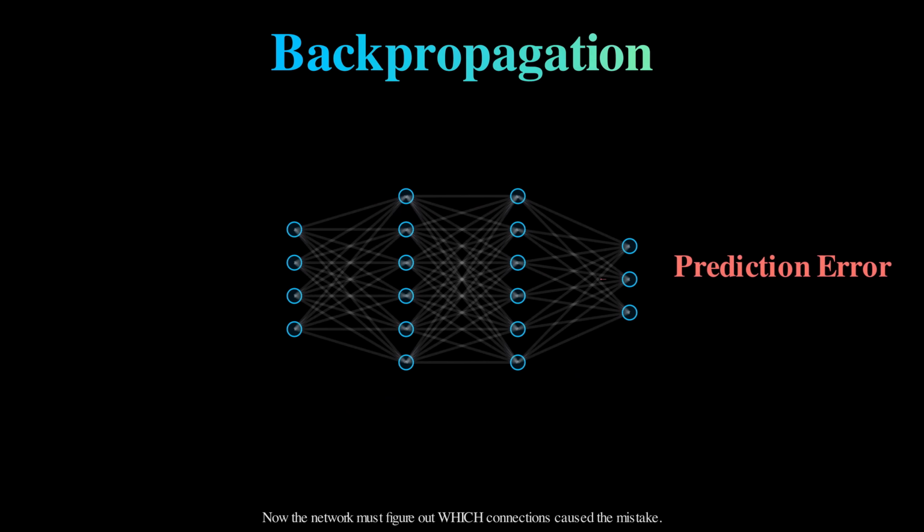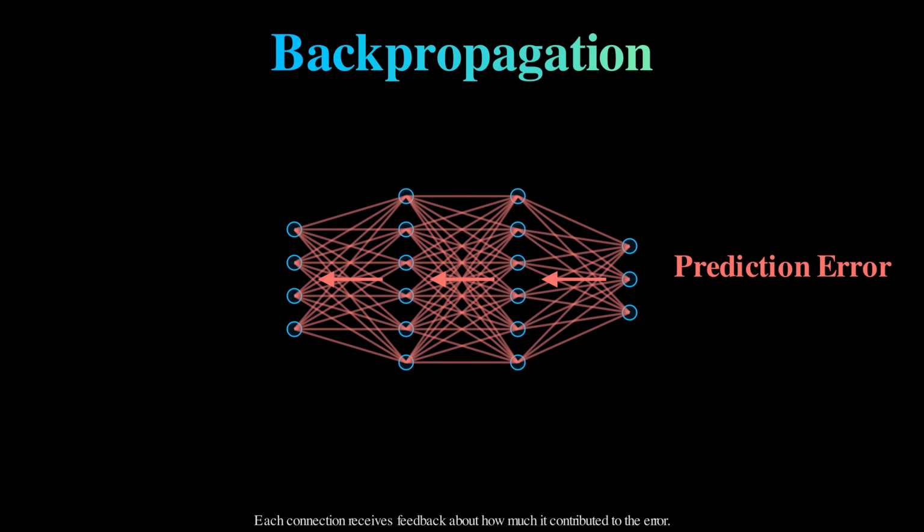Now the network must figure out which connections caused the mistake. The error signal travels backward through the network. Each connection receives feedback about how much it contributed to the error. This process is called backpropagation.